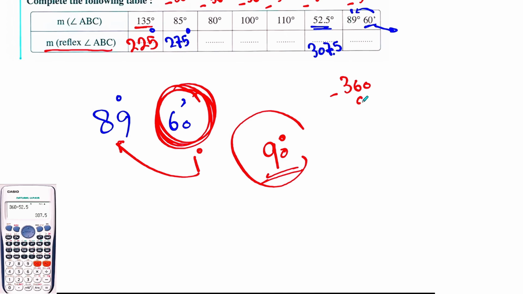So, I am telling you here that if you take the full 360 degrees and subtract 90 degrees from it, this operation gives you precisely 270 degrees.